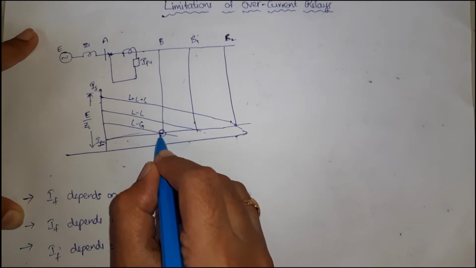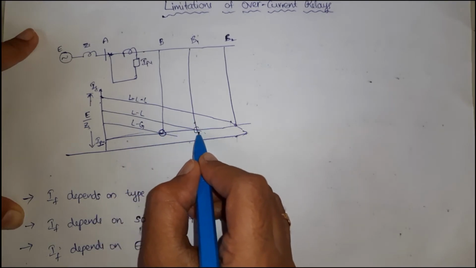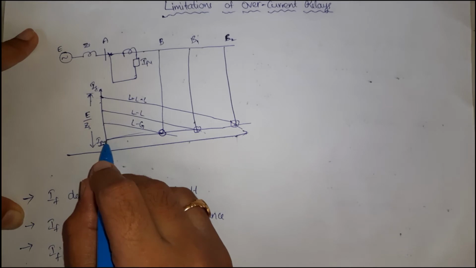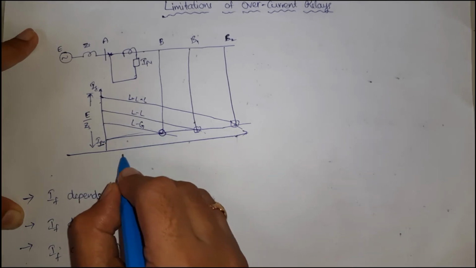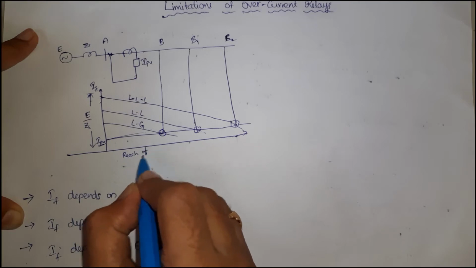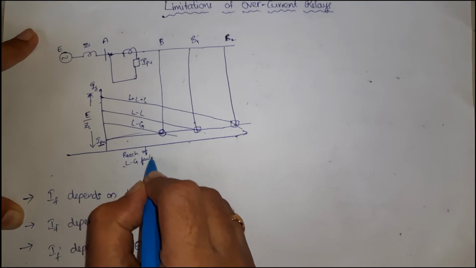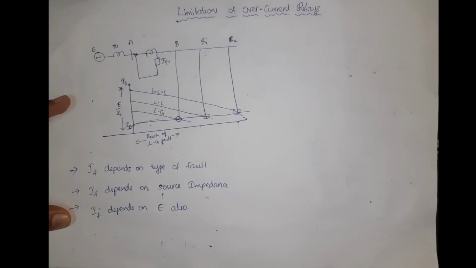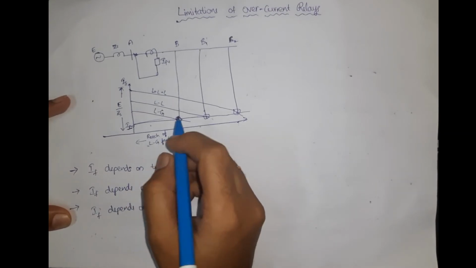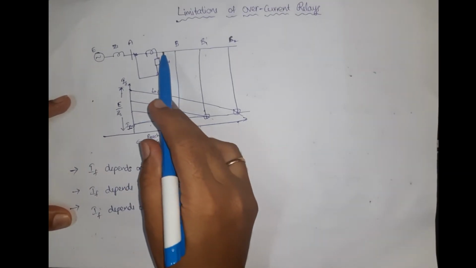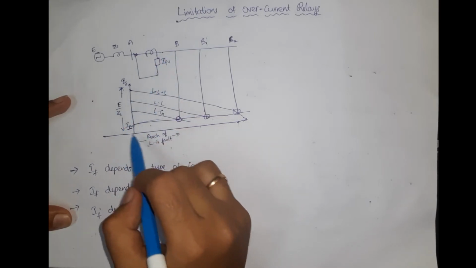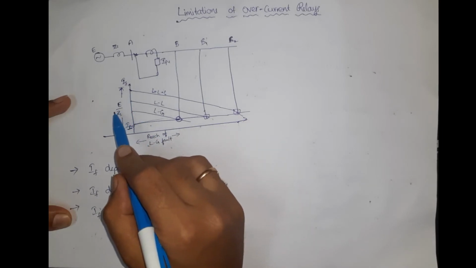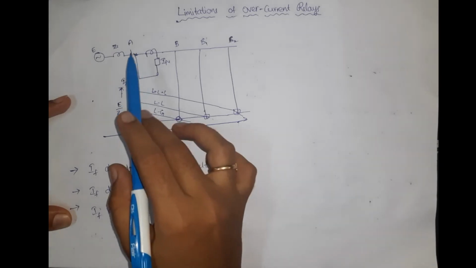This is the instant where it coincides with the LG fault current, and this is LL and this is triple L fault. That means the relay operates only up to this instant, which we can call the reach of the relay for LG fault. This relay can operate only up to this distance. So depending upon the place of occurrence of the fault, the operation of the relay is influenced.